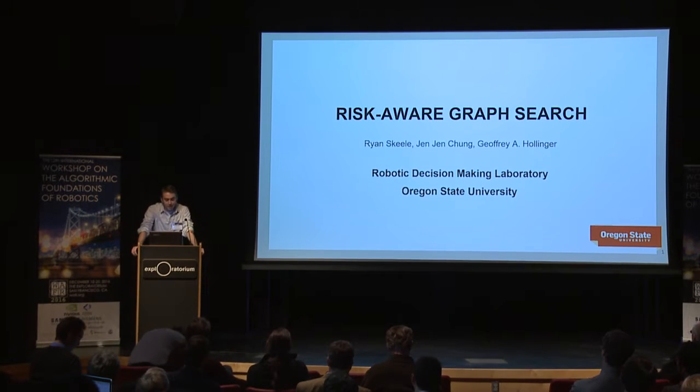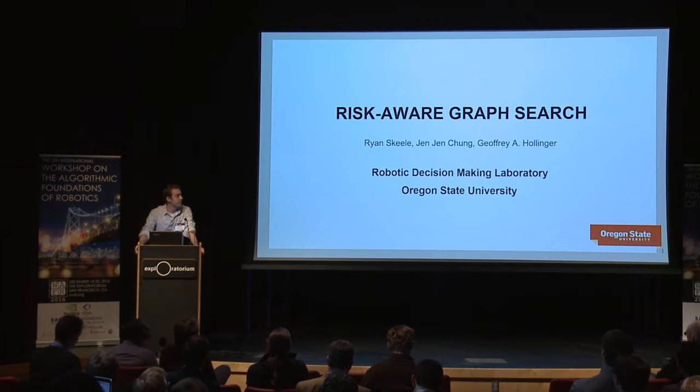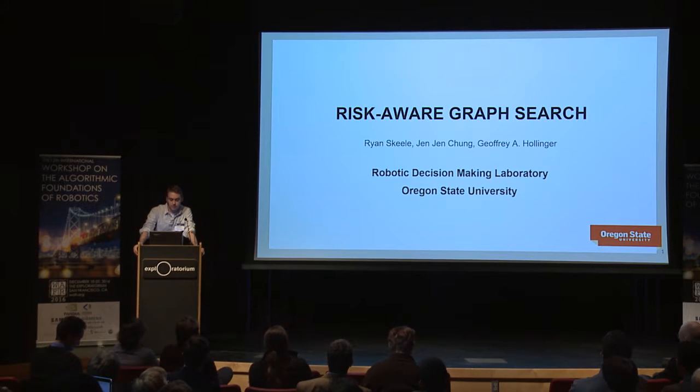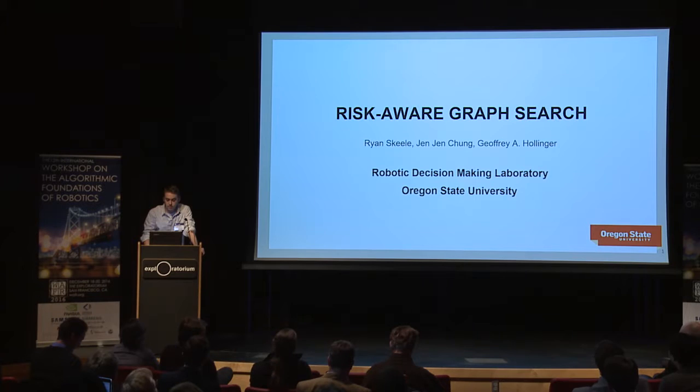Hi, I'm Ryan, and I collaborated with Jen Chung and my advisor, Jeff Hollinger, from Oregon State University in the Robotic Decision-Making Laboratory. And this work is risk-aware graph search, which is a search algorithm meant to incorporate uncertainty in edge costs and path planning.